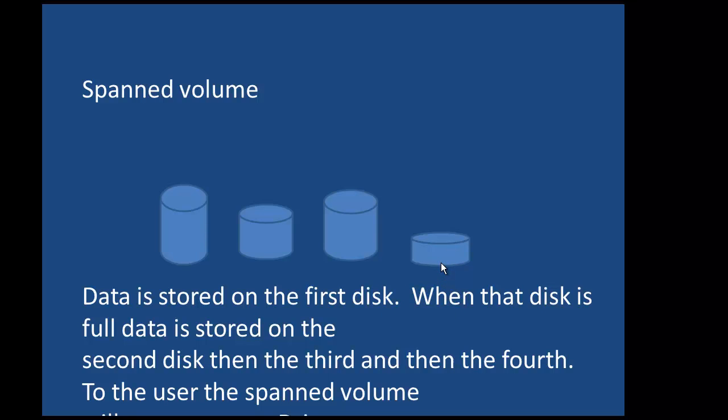And for the user, even though I have 4 separate disks here, the span volume drive will appear to the user as one drive. The user will not see 4 separate drives. If it's the D drive, the user will simply see D drive. You notice here that when you're creating a span volume, your disks don't have to be the same size. They can be different sizes.